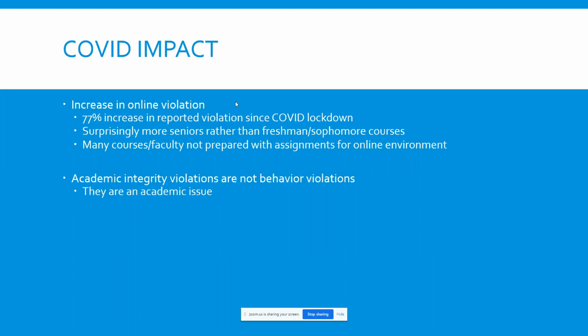The academic integrity violations, first thing to understand is these are not behavior violations. These are academic issues. What we mean by that is, don't think of the students like it's in their nature to cheat. That's not how we should view it. If you view this as an academic issue and you put this in front of the students in the classroom as an academic issue, you'll see a lot more deterrence.